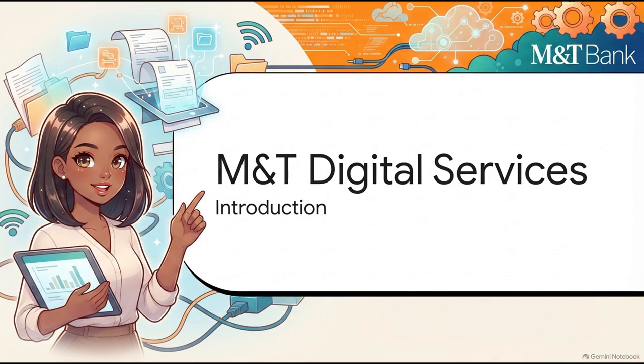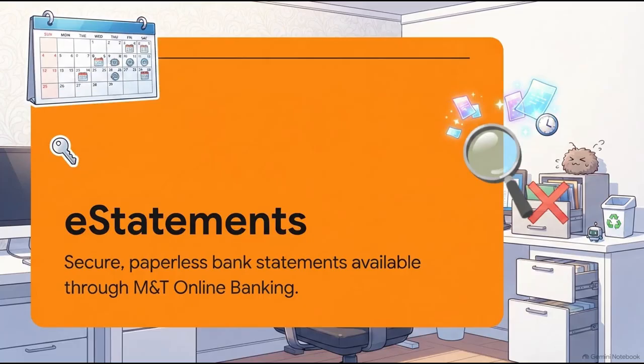Section 1. M&T Digital Services Intro. So understanding the foundation of M&T's digital ecosystem really is the key to unlocking its convenience. The cornerstone here is what they call e-statements. Basically, these are secure, paperless versions of your bank and credit card statements available right there through M&T Online Banking. Switching to these is literally a game changer. It helps you organize your documents, drastically cuts down on that annoying mail clutter, and you get your info the very second it's available.